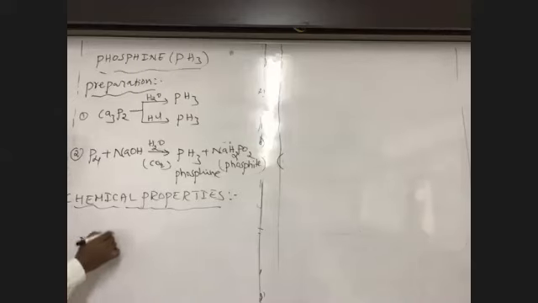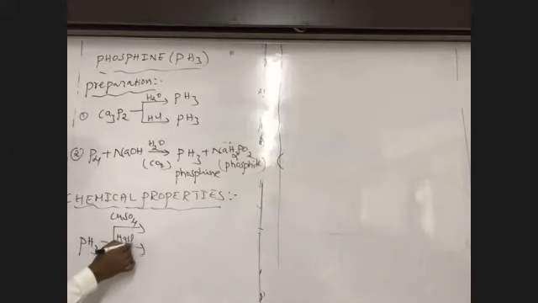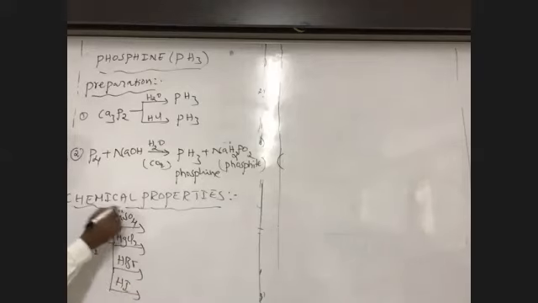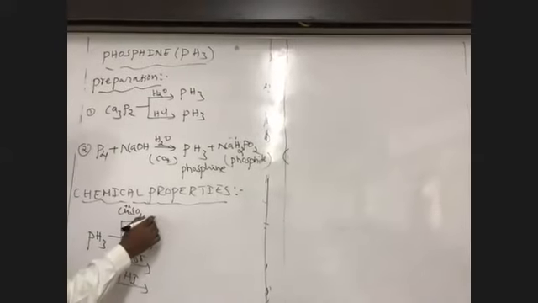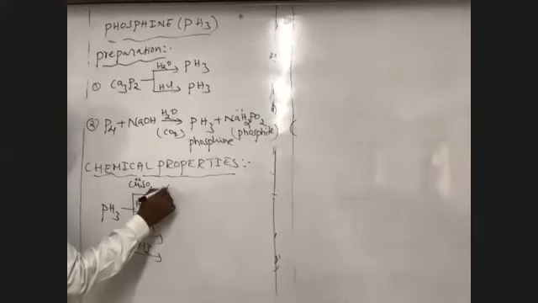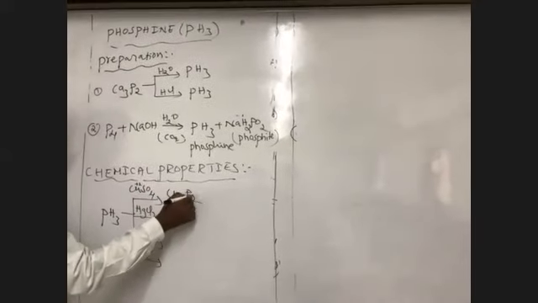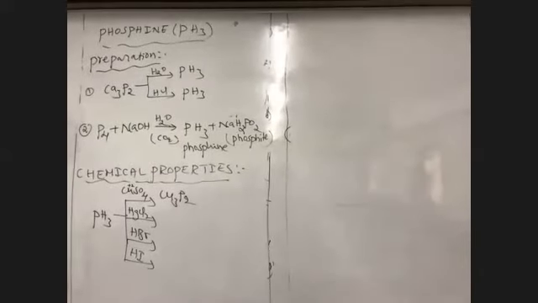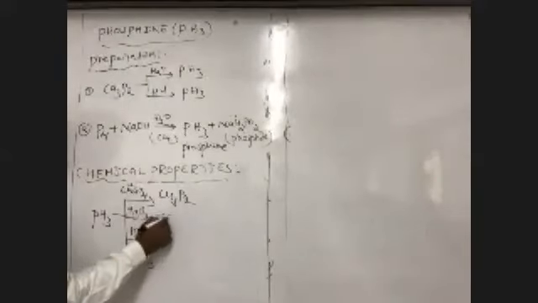The chemical properties of phosphine: it reacts with metal sulfates like CuSO4, copper sulfate, and also reacts with mercuric chloride HgCl2. Phosphine also reacts with acids like HBr and HI, hydrogen iodide. Here CuSO4, copper having +2, forms a compound copper phosphide, Cu3P2.